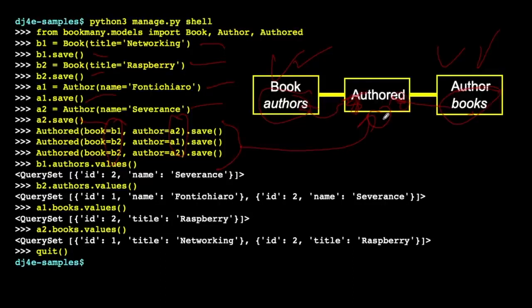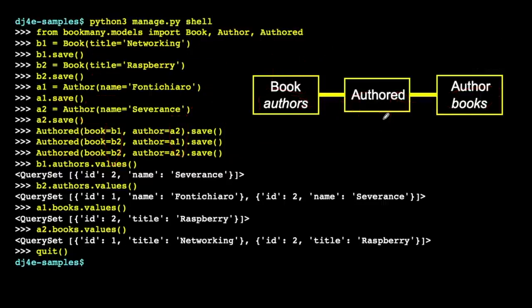That's how it's generated. So, if we say book 1 dot authors, this is that little virtual thing, and it reads all of the corresponding authors from the authored table, and then values just says actually go retrieve them. And so now we see that the authors for book 1 is a list of just one author named Severance. Book 2, authors values, is a list with Kristen and me.